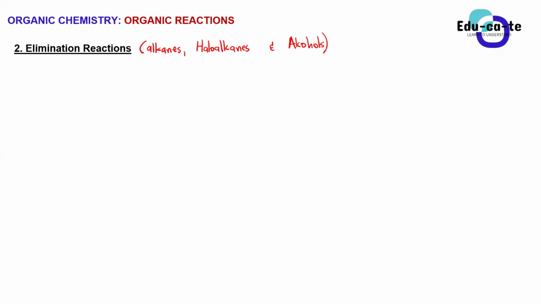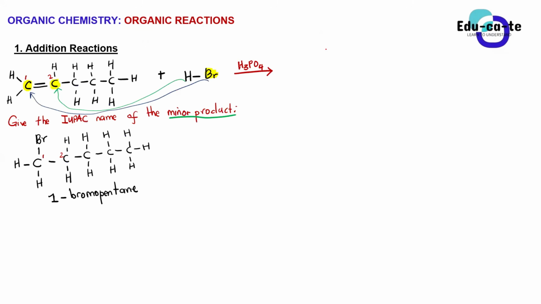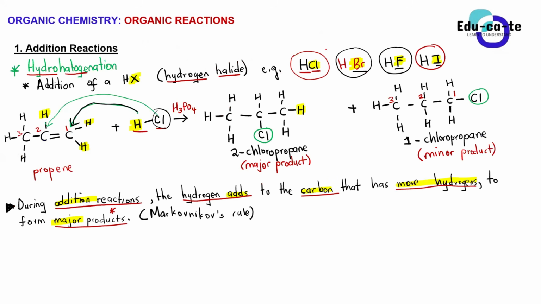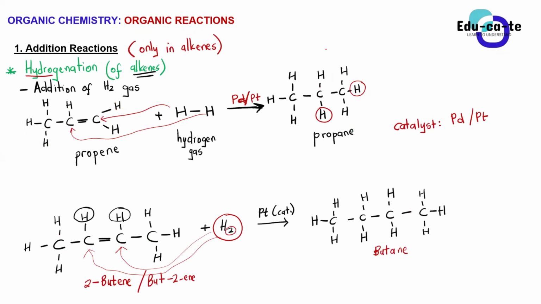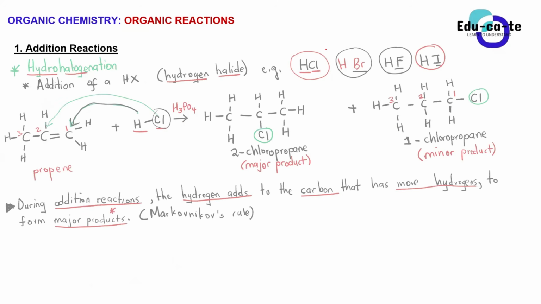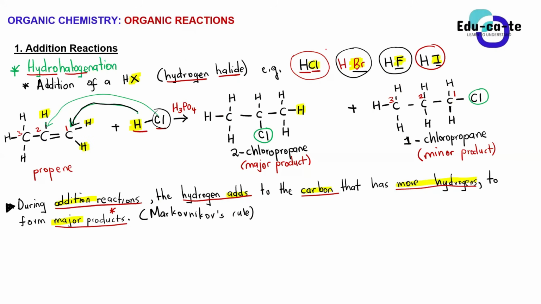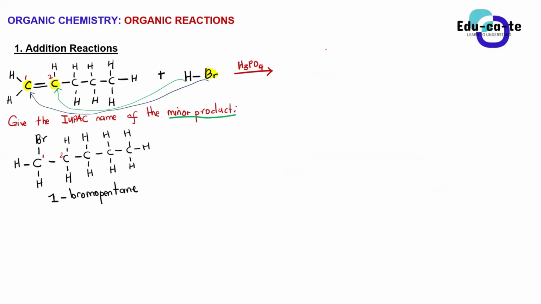So elimination reaction is the opposite of addition reaction, because remember guys that when we were doing addition reactions, we were adding a new thing. For example, when we're adding hydrogen, we are doing hydrogenation, right? We are adding hydrogen, okay? And when we are adding a hydrogen halide, we are doing hydrohalogenation. It means that we're adding a hydrogen that has a halogen. Or we can do an addition of water as well.